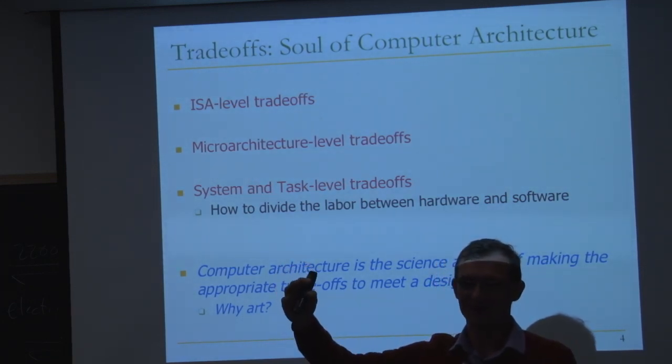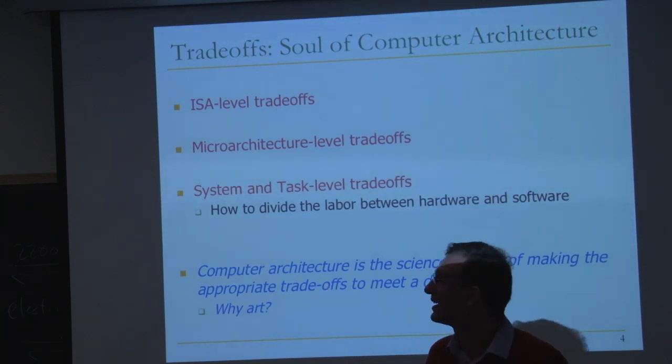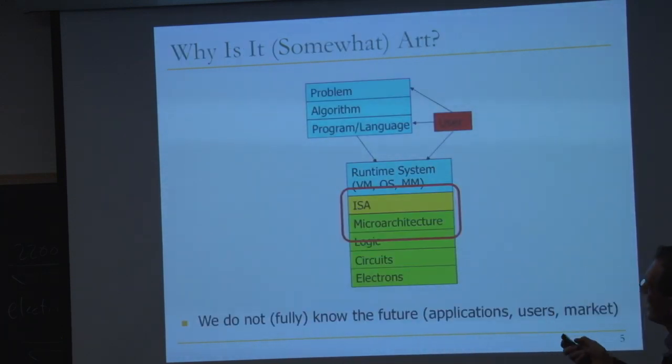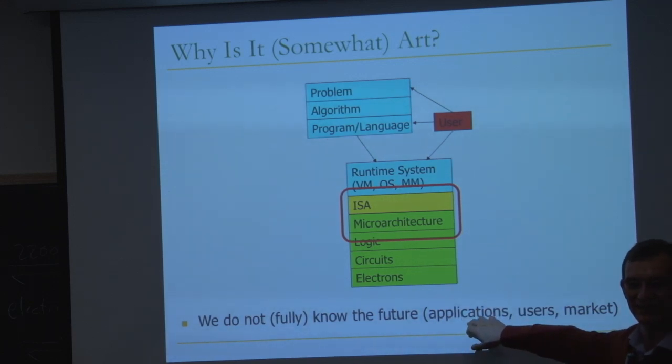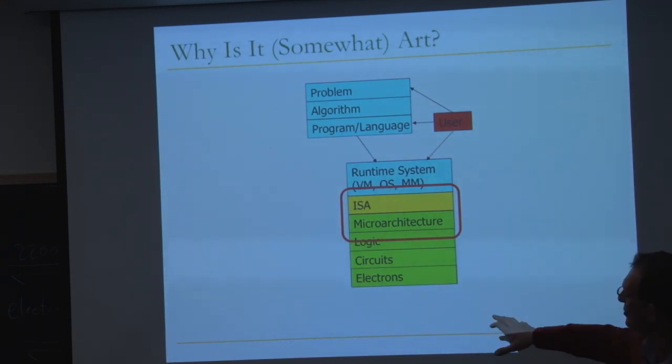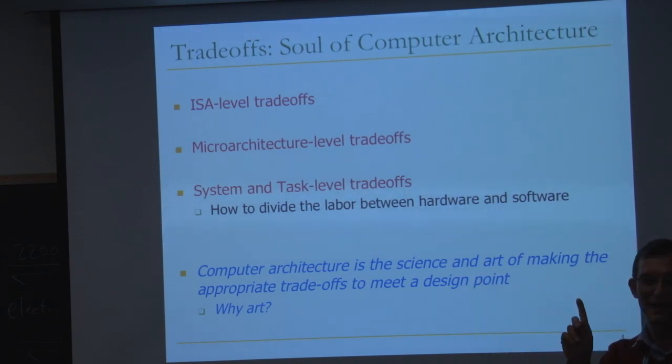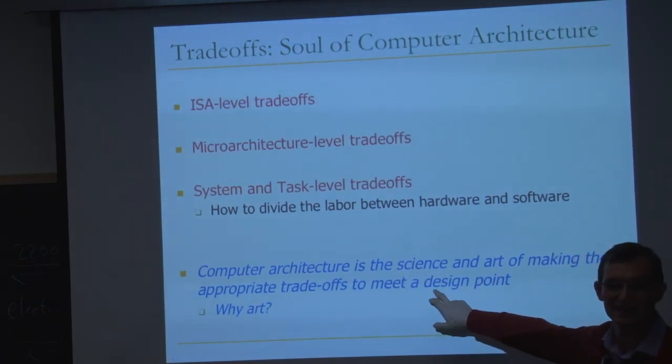Maybe 1,000 years from now, somebody will come up with that model. But basically, it's art because you do not really know the future, or maybe even the present, right? You do not even know what the applications will run on your processor. That's why it's easier to model things if you're running only one application. If you're very, very application specific, you can make it more of a science.